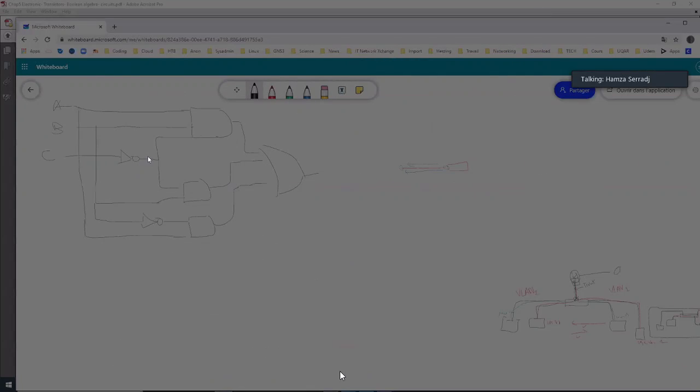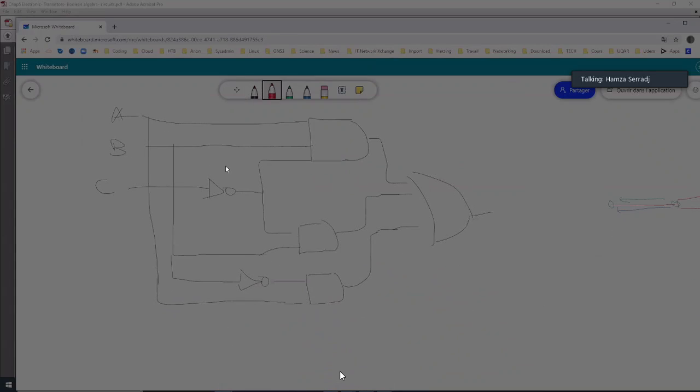Okay, so let's go step by step, one by one here, and generate the final expression. Here I have an AND: A, B, not C. Right? And here I have B, C not. Okay, C not and B. And here I have B not, A. B not A. They all go to the OR gate.